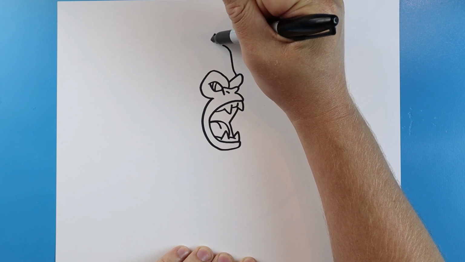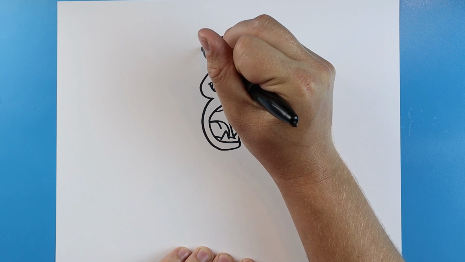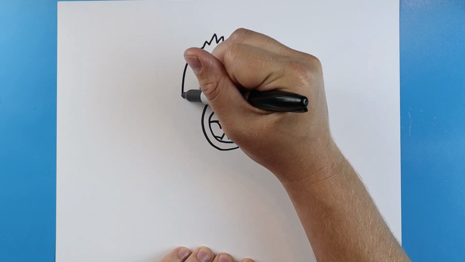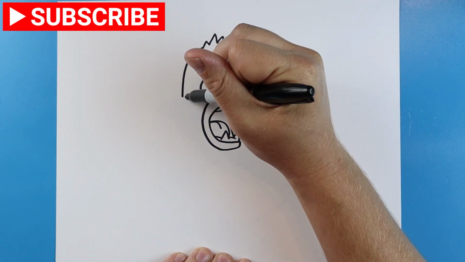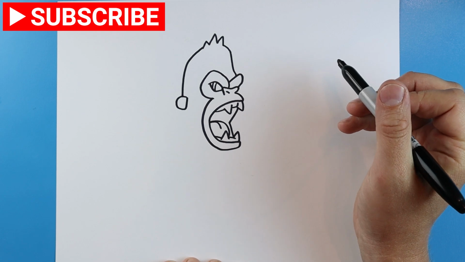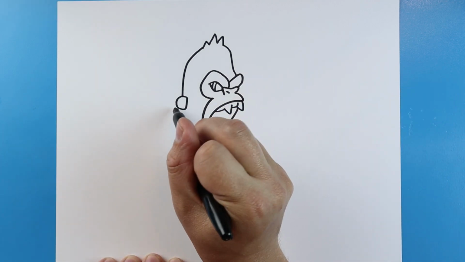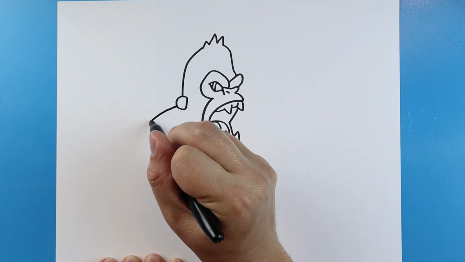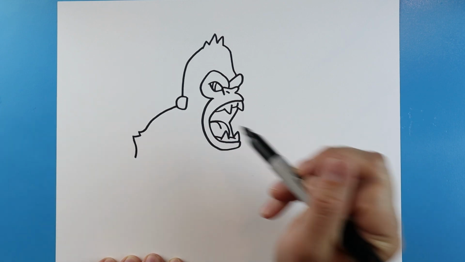I'm going to make a couple little pointy lines up here for the hair. And a line that goes out and then down here. Next, we're going to make a little half circle and connect it. Right here, we're going to draw a line that goes down. We're going to put a couple little points on it for some hair. And we're going to make it come down like this.